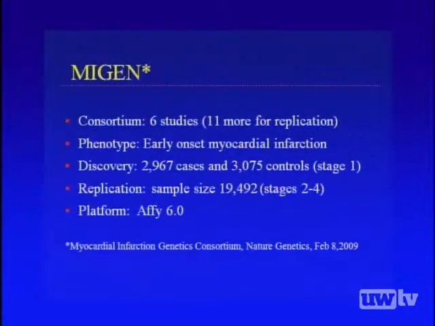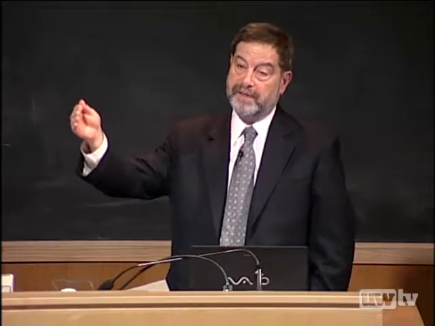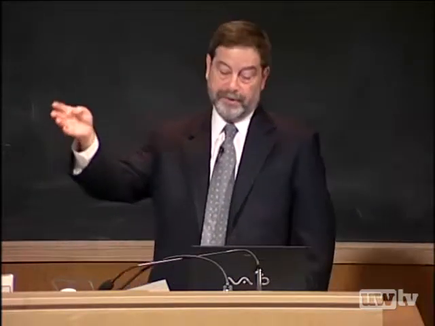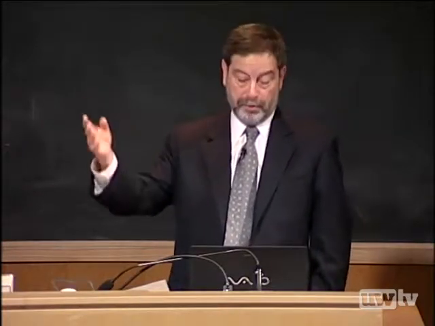This was an unusual example because all of the genotyping was done at the Broad. They used one platform, the Affy 6.0. This was published in Nature Genetics in February 2009. And at that time, we had identified 9 loci with genome-wide significance. The odds ratio for these loci varied from 1.1 to 1.3 for each copy of an allele. So there were 9 loci. Each locus has 0, 1, or 2 copies of the allele. If you have 1 copy of the minor allele versus none, your risk was increased anywhere from 10% to 30% for having an early onset MI.